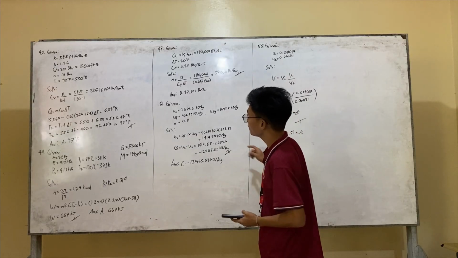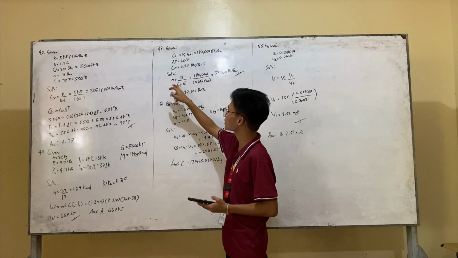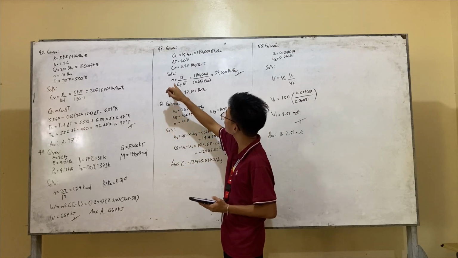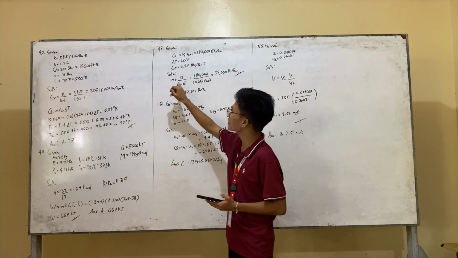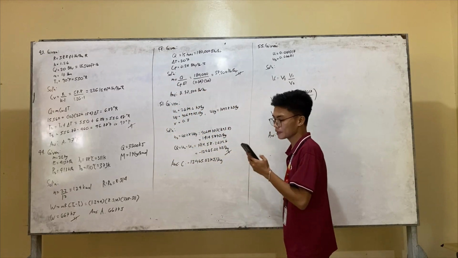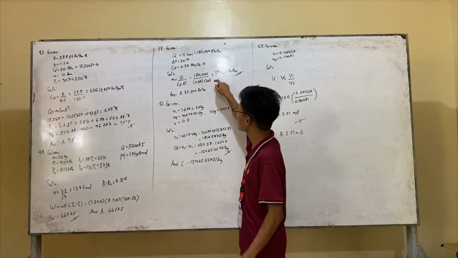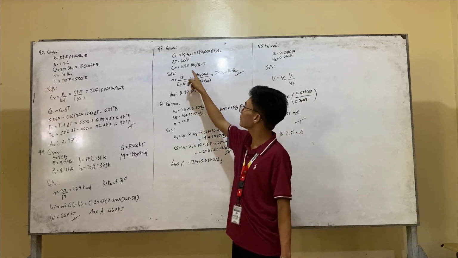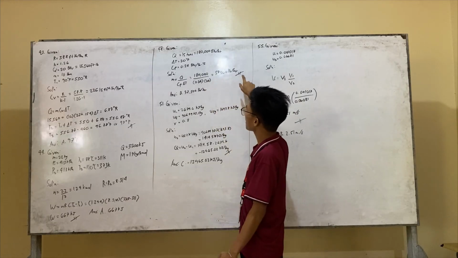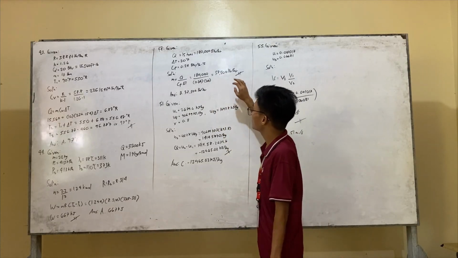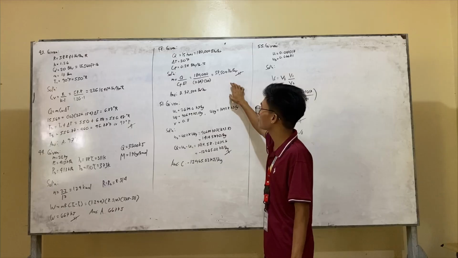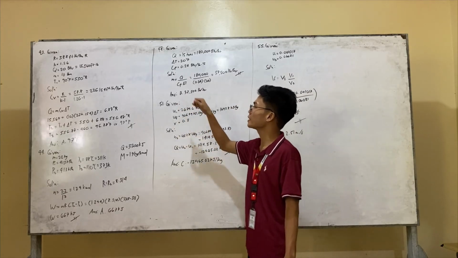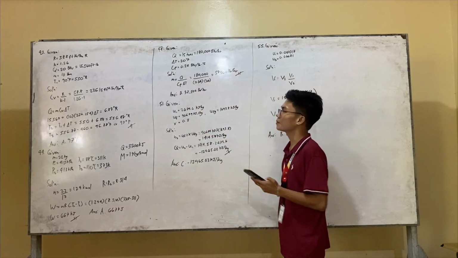So for the solution we need to use the formula m is equal to Q over Cp times delta T. So all we need to do is substitute. Q is 180,000, Cp is 0.24, and our delta T is 20. By using a calculator, you can get 37,500 pounds per hour, which is letter B, 37,500 pounds per hour.